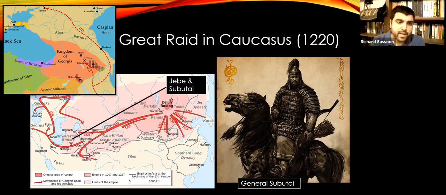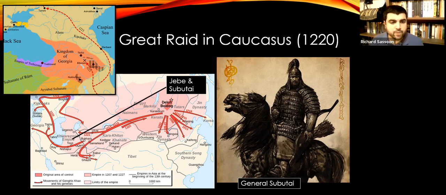And then, of course, once they got back to what's now Ukraine, they were on the kinds of plains that they were familiar fighting in. But Jebe and Subutai would eventually win a number of battles on the Russian front.